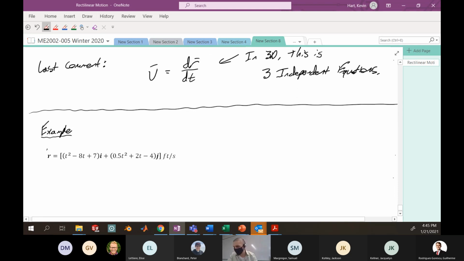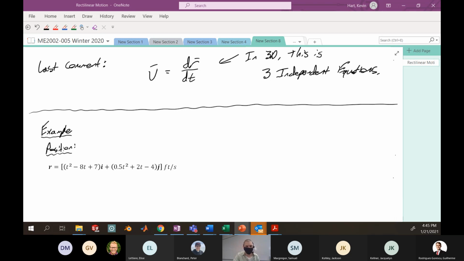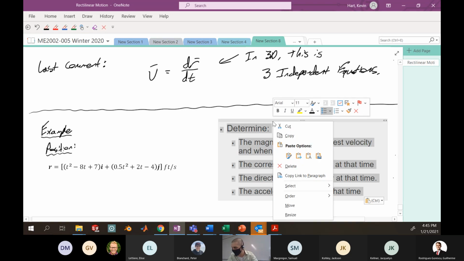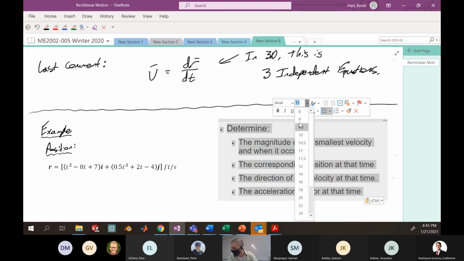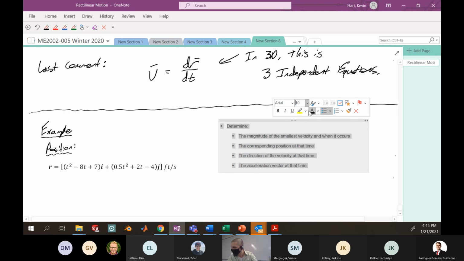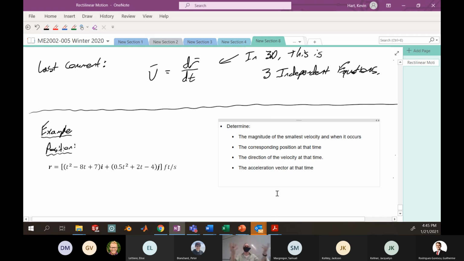All right, so we got a position vector given by, bam, here. We want to find a couple of things, and I'll just copy paste this because it makes life easy. It's going to fit. Let's tone it down there. Oh, too small. Okay, I guess we're back to 11, but whatever.